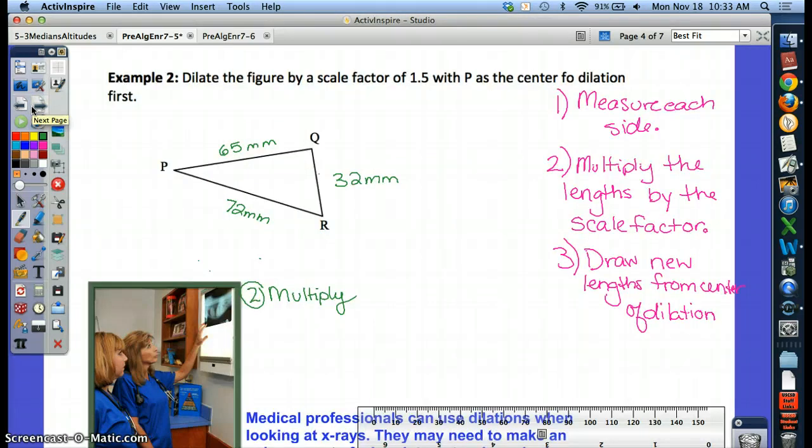All right, for example 2, we're going to dilate a figure by a scale factor of 1.5 with P as the center of dilation. There's a little typo there, change that to center of dilation. The first thing I want you to do is copy down these steps, okay? So write down these steps in the margin. You can pause the video to do that, and then we'll dilate this together.